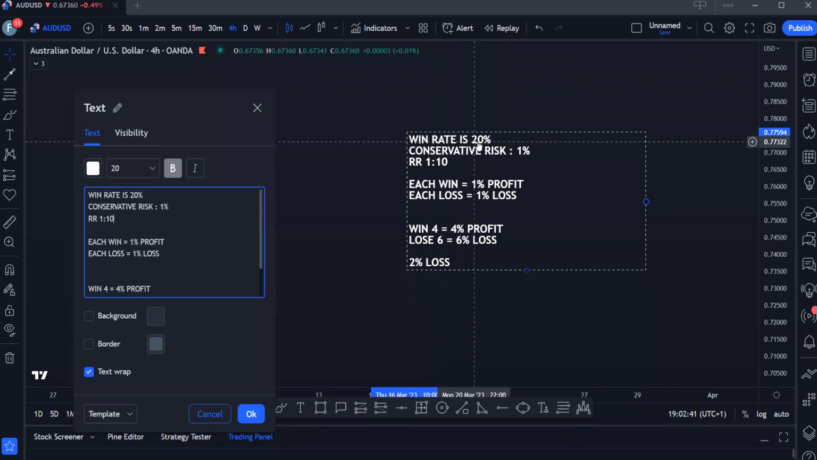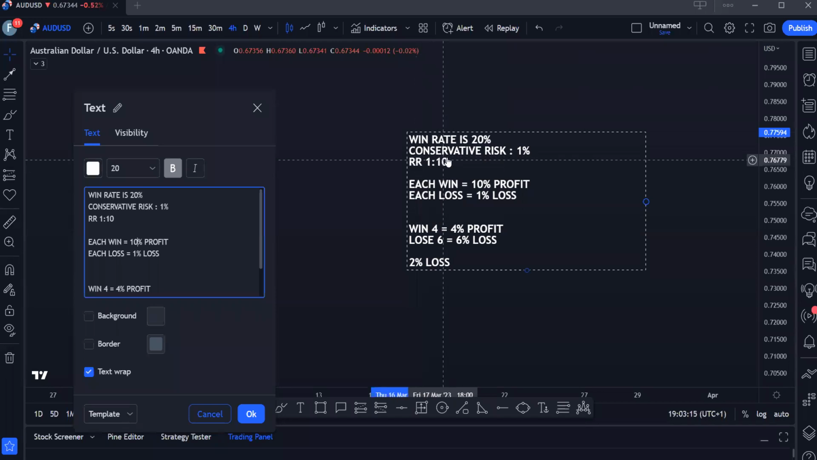So you have a win rate of 20%. You are risking 1% per trade. And the risk to reward based on your trading strategy is 1 to 10. That means each win will give you 1 times 10, so each win will give you 10% profit, and each loss will give you 1% loss. Because your RR is 1 to 10, you make 10 times your risk.